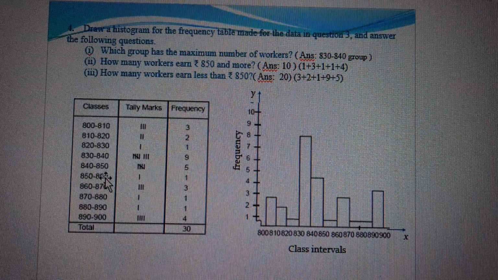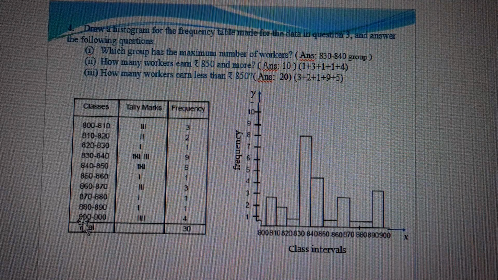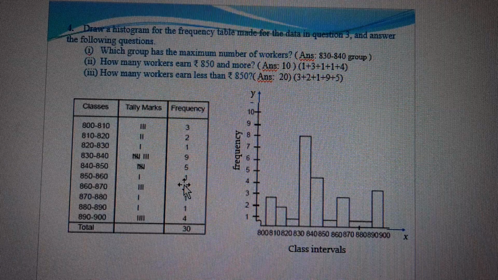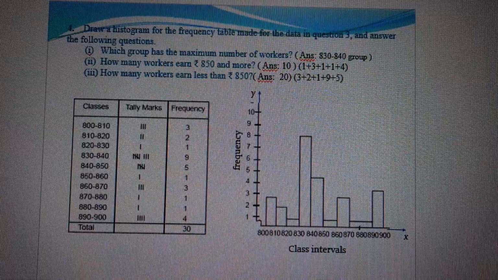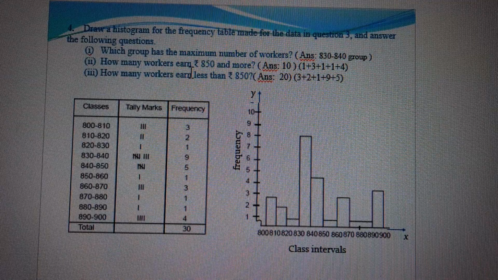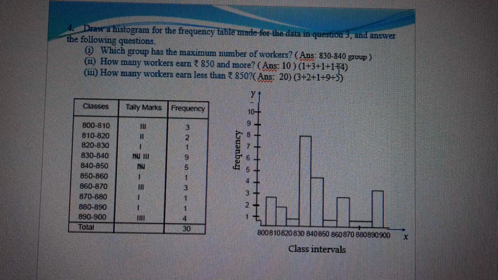See this, 850 to 860. It means from 850 it starts from here and more, below all these classes. Frequency of all these. So first is 1, 3, 1, 1, 4. Here I have written the answer is 10. 10 workers are getting rupees 850 and more. 1 plus 3 plus 1 plus 1 plus 4.